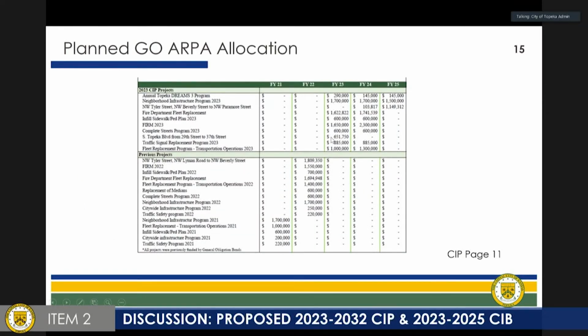The impact of that specifically can be found on page 11. So you'll see for the planned GEO ARPA allocation on page 11, this is in your hard copy book. Not a lot of money in 21, not a lot of money in 22, and that's because those are projects that we have moved over to ARPA and not geo bonding. So you can see the impact of what that $36 million has done.